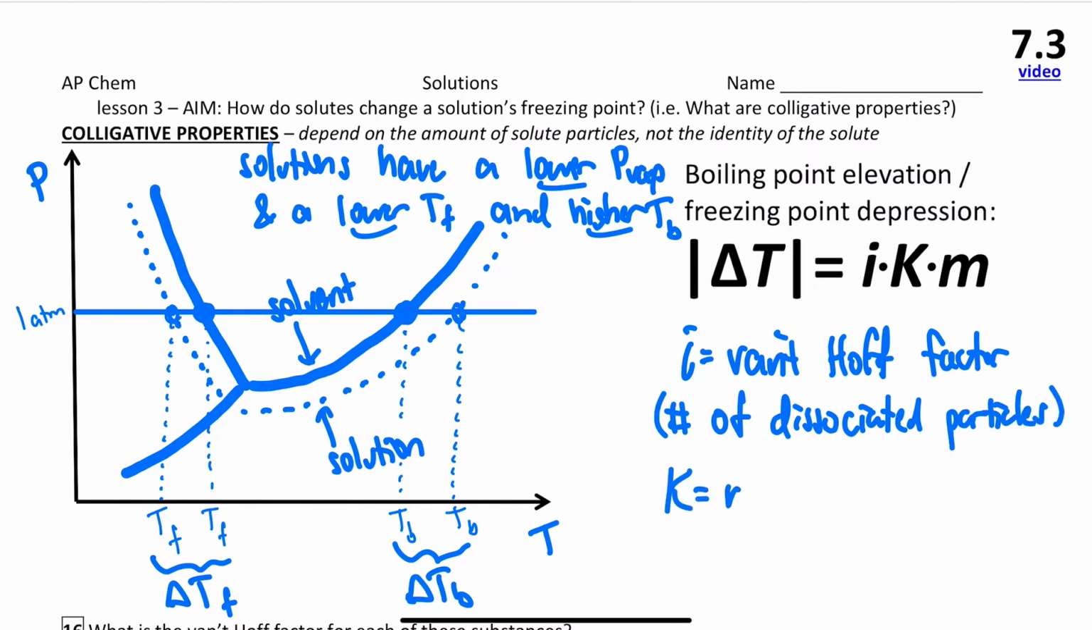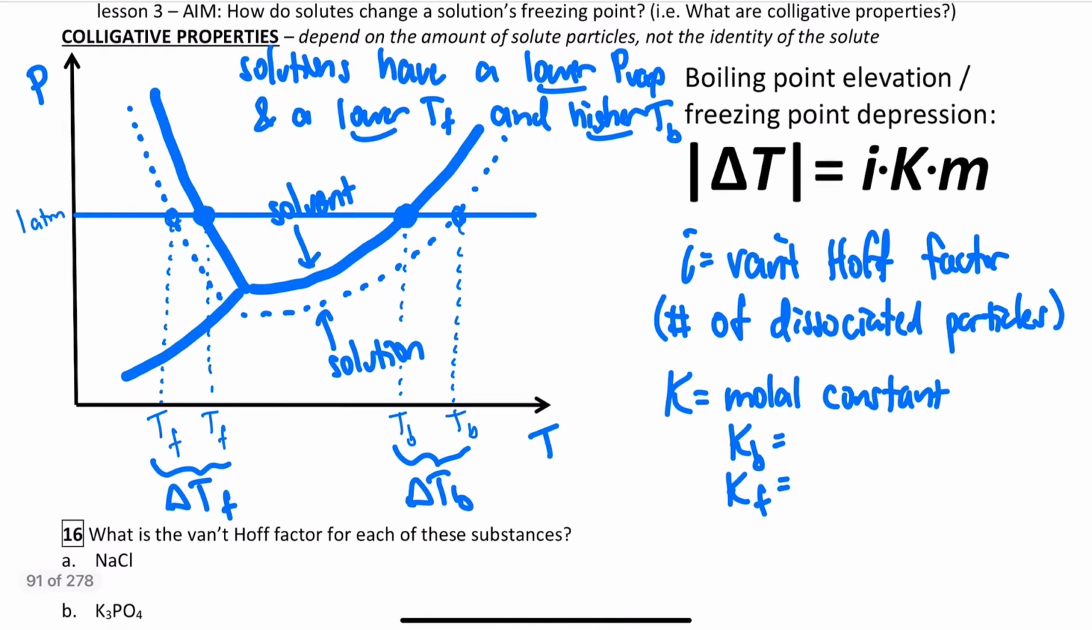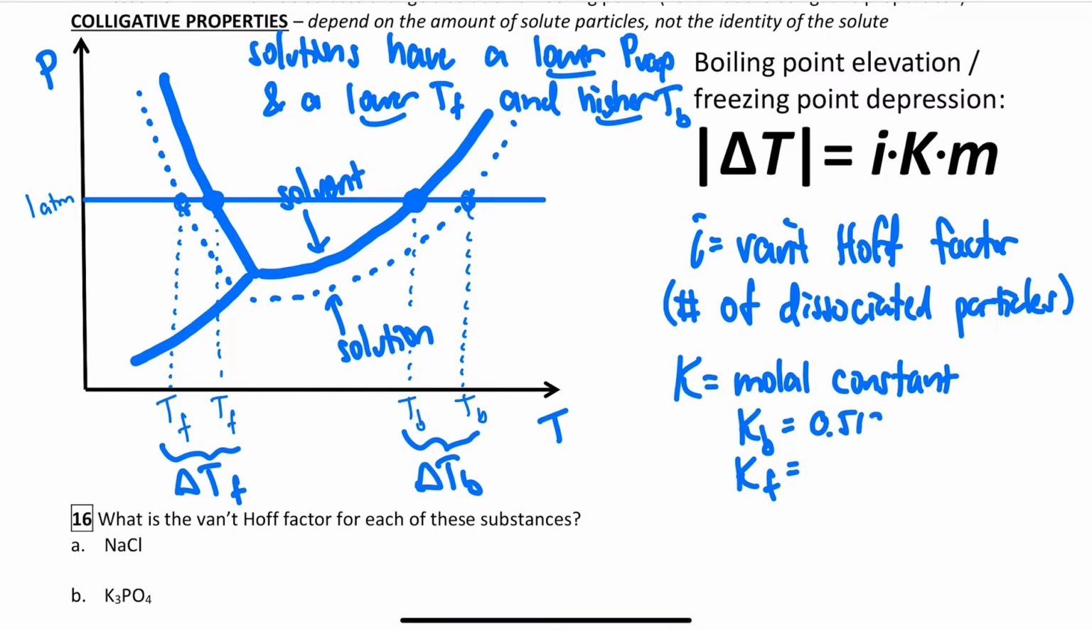Capital K is called the molal constant. It's really just used for this equation. It's based on what the solvent is. And there's one for boiling, KB, and there's one for freezing, KF. For water, KB is 0.512 degrees Celsius per molal. Remember, this is molality, lowercase italicized m. And KF for water is 1.86 degrees Celsius per molal. Again, these are just for H2O.